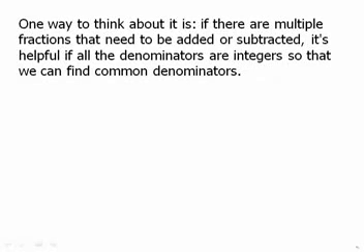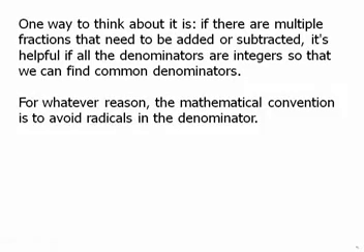Now, why would mathematicians think this? One way to think about it is, if there are multiple fractions that need to be added or subtracted, it's helpful if all the denominators are integers so that we can find a common denominator. A more general way to say it is, if there are multiple ways to write an answer, it's helpful if there's an established convention so that everyone writes the answer the same way. And that makes it much easier to compare whether two different people have found the same answer. So for whatever reason, the mathematical convention is to avoid radicals in the denominator.